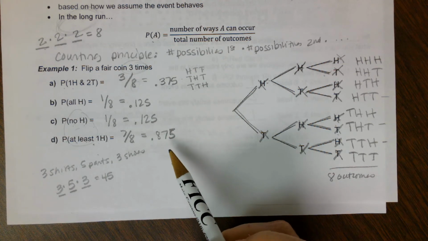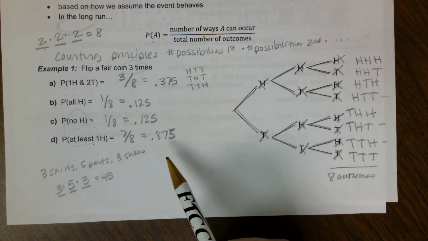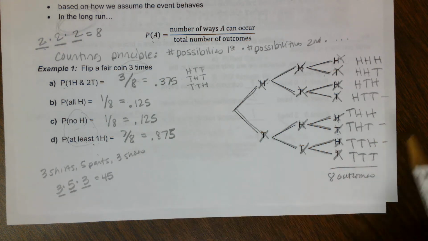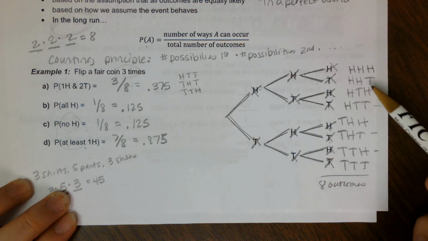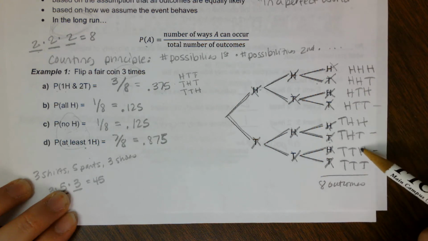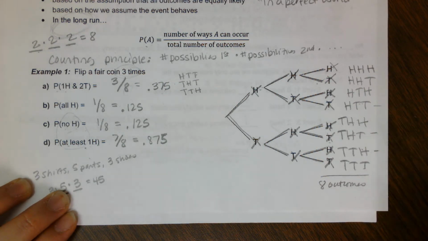So chances are good that you're going to get at least 1 head if you flip a coin 3 times. Now, if you have a small enough set, you can go ahead and count. So this has a head, so 1, 2, 3, 4, 5, 6, 7 are the ones that have at least 1.